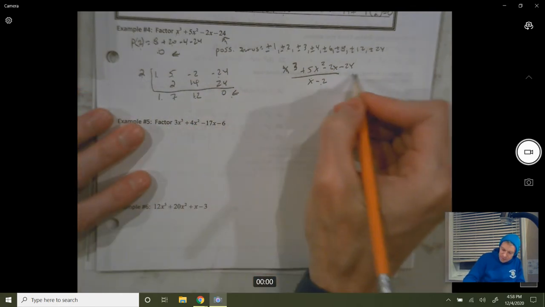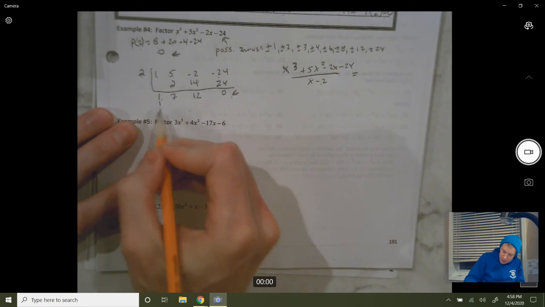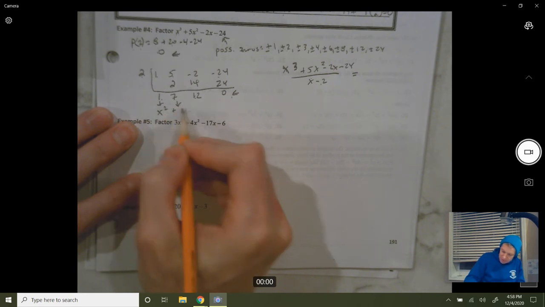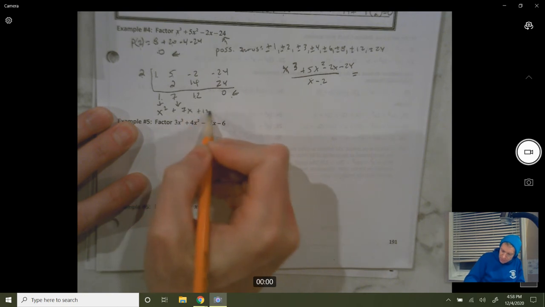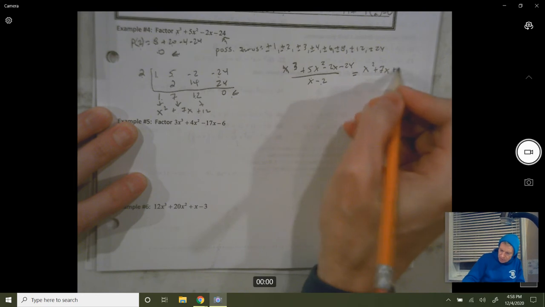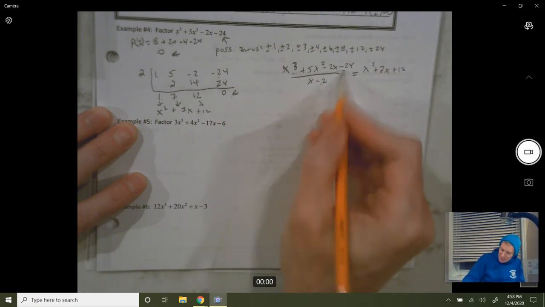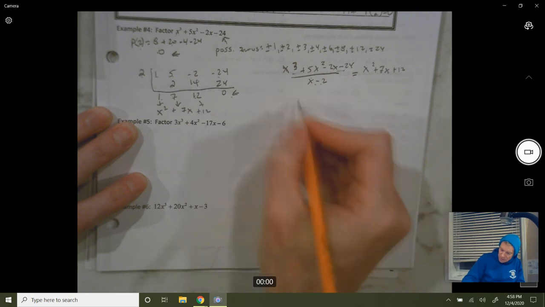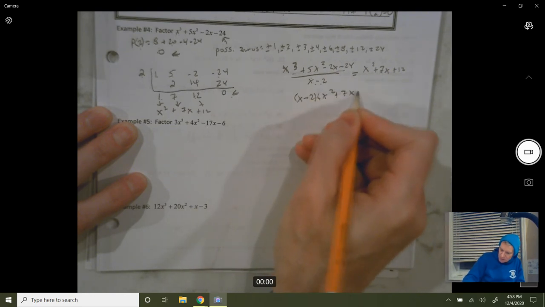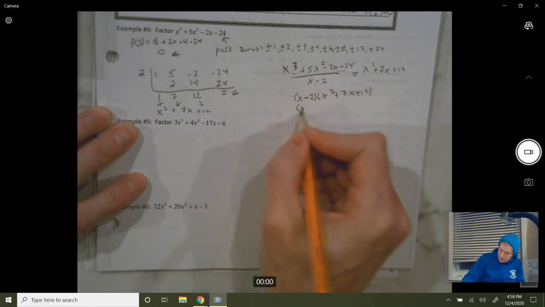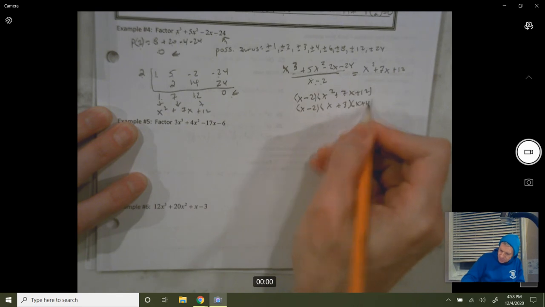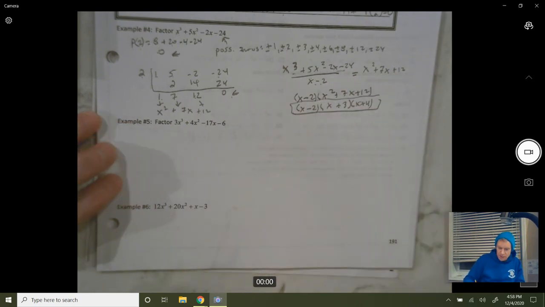Okay, so we divide this, and this represents 1x squared plus 7x plus 12, so it equals x squared plus 7x plus 12. So now to factor this, we multiply this to the other side, and we'll get x minus 2 times x squared plus 7x plus 12. And of course, we can factor further. That's going to be x plus 3 and x plus 4. Okay, let's look at the next one.